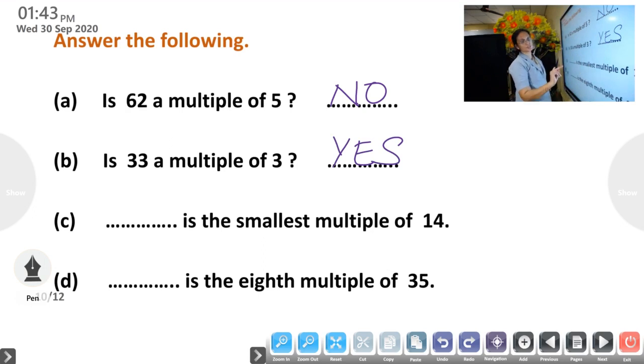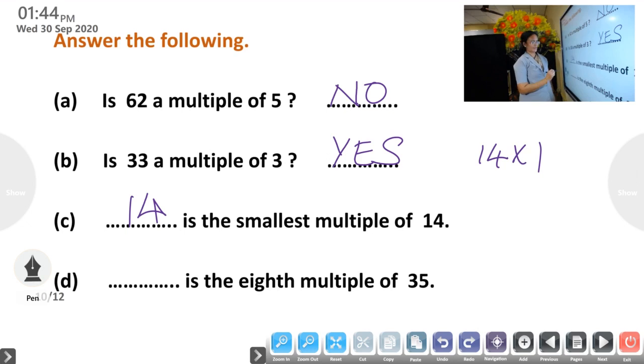Then dash is the smallest multiple of 14. To get the smallest multiple of any number, you have to multiply it by 1. So 14 into 1, what is it? 14. So to get the smallest multiple of any number, just multiply by 1. 1 into 14, 14. So the smallest multiple of 14 is 14.